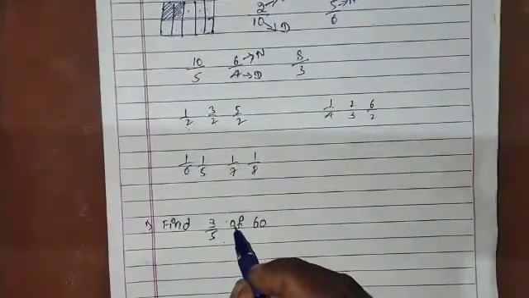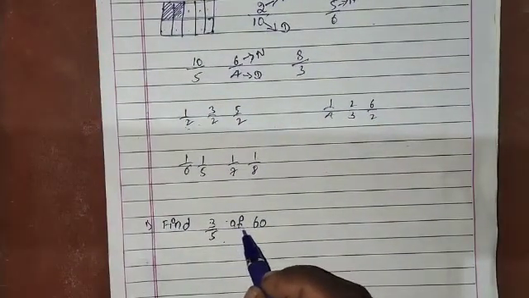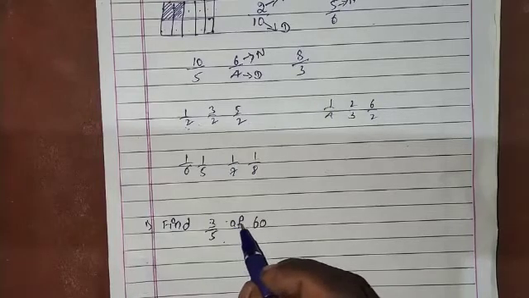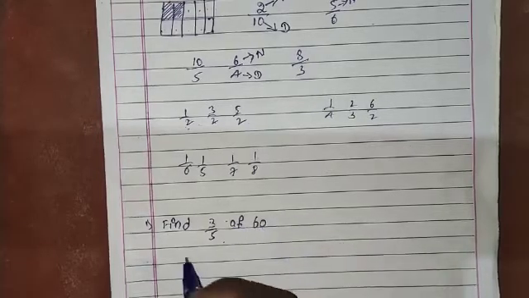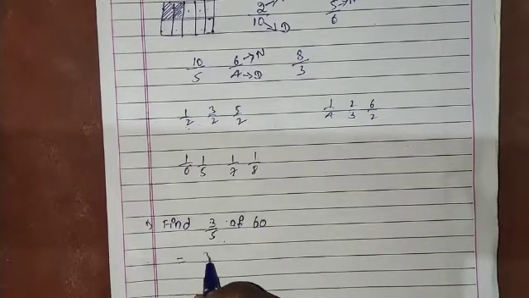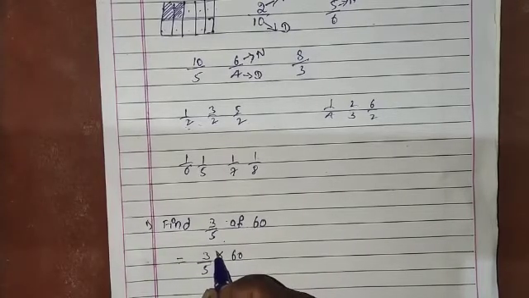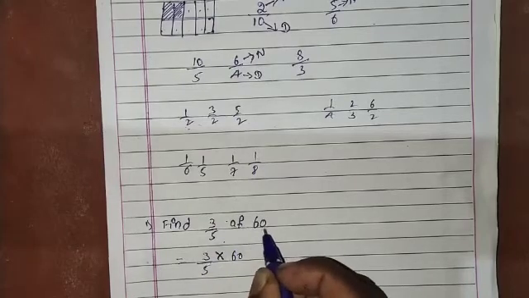3 by 5. We know that of is nothing but multiplication. What is the meaning of it? 3 by 5 into 60. This is the meaning of 3 by 5 of 60.